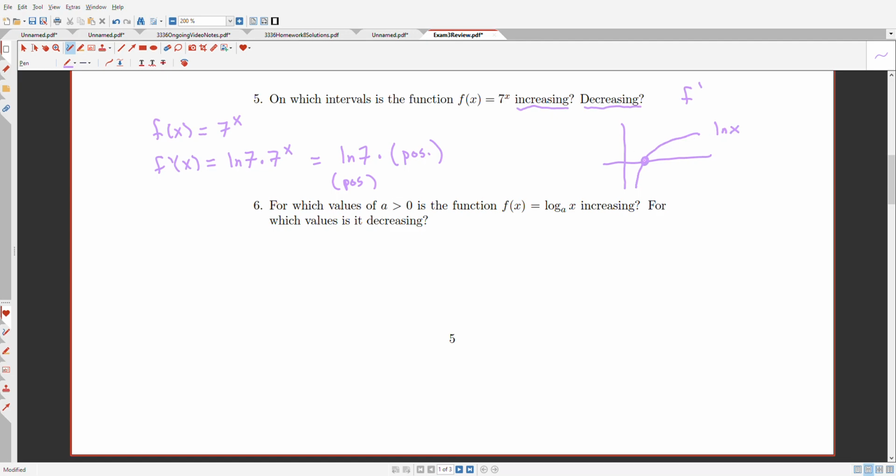It's 0 at 1 and it's negative before 1. And it's positive after 1. So it's positive at 7. So we have that f prime is positive, which means that f is increasing everywhere from negative infinity to infinity. So that's our answer. It means that f is not decreasing anywhere.